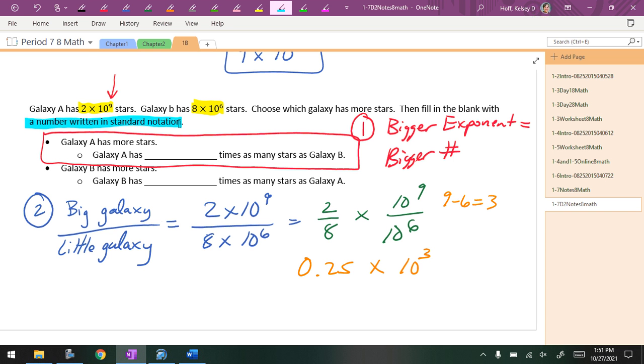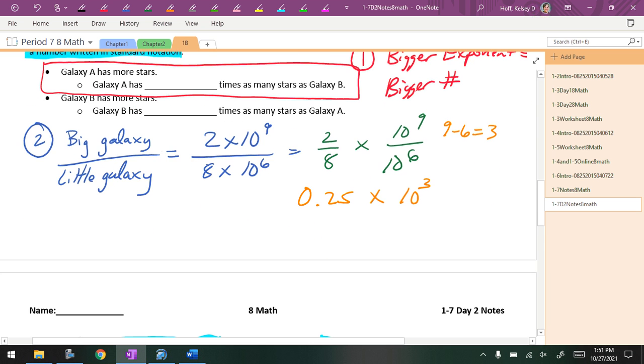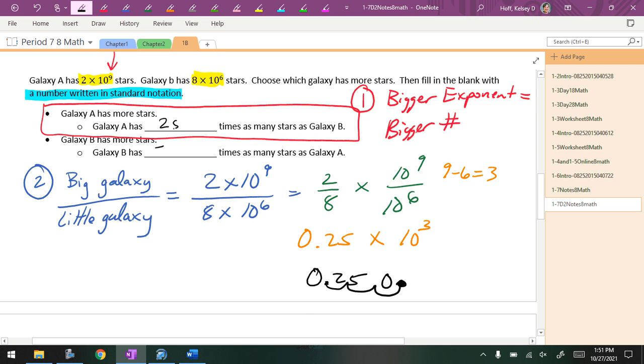Remember, your exponent tells you how many swoops to make and which direction. How many swoops am I taking? 3, and which direction? How do you know it's to the right? Because it's positive. Okay, so I have 0.25. Move your decimal 3 swoops to the right. 1, 2, 3. Now my decimal's out here. What do I put in that open blank? 0. So I have to fill this in. Galaxy A has 250 times as many stars as Galaxy B.